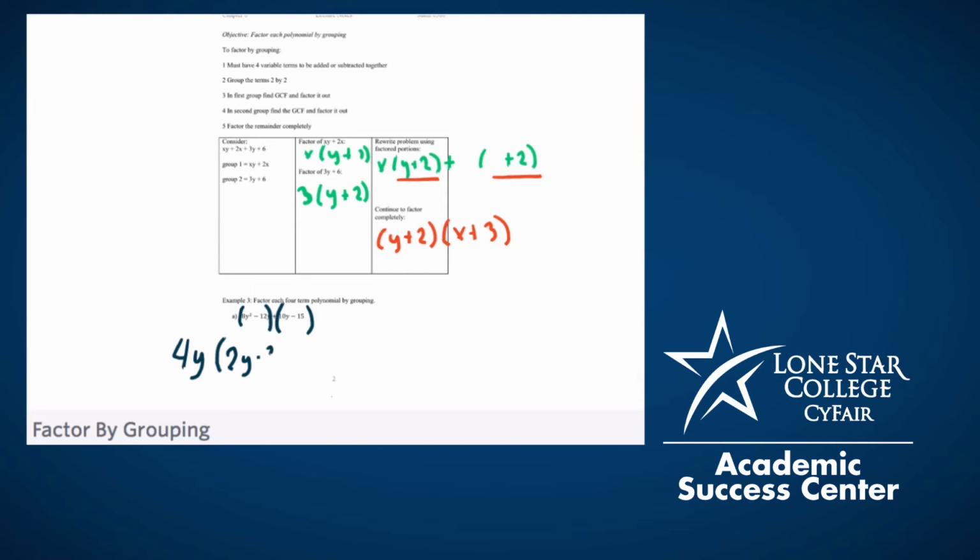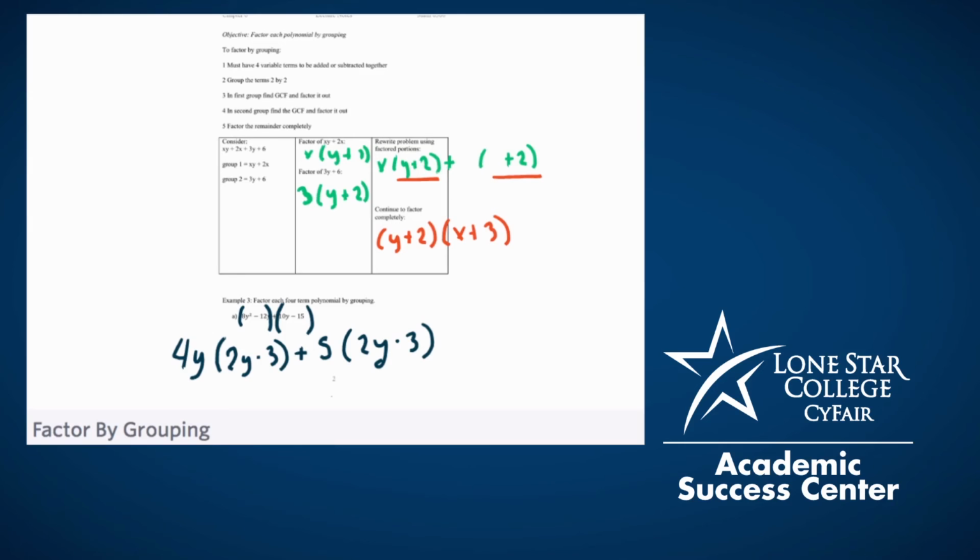2y minus 3. From our group 2, or our second set, our greatest common factor we're considering between 10 and 15, the coefficients and constants. Our greatest common factor is 5, and it is a positive 5, which leaves us with 2y minus 3.